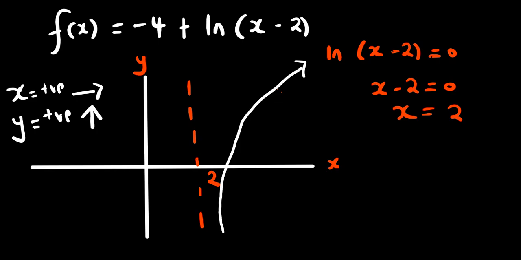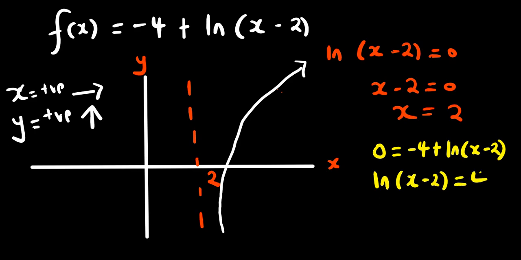This is the x-intercept. At the x-intercept, y is equal to 0. So we can solve that. How are we going to solve that? Our f of x will be y, which we are saying is equal to 0, so 0 equals minus 4 plus natural log of x minus 2. Then we solve this equation. I can take the negative 4 to the other side, it becomes positive. So I have the natural log of x minus 2 equals 4.